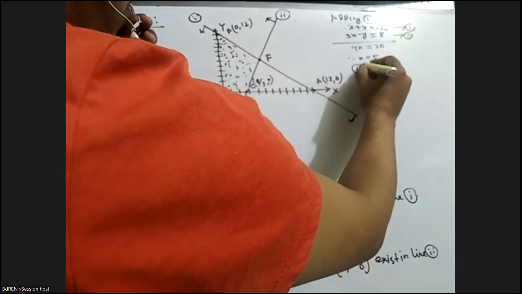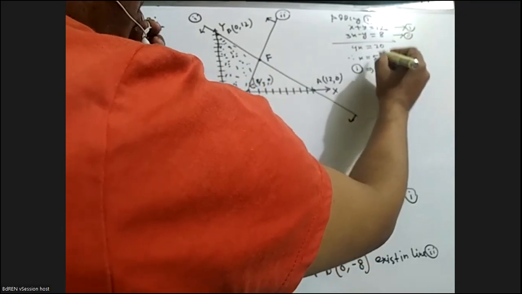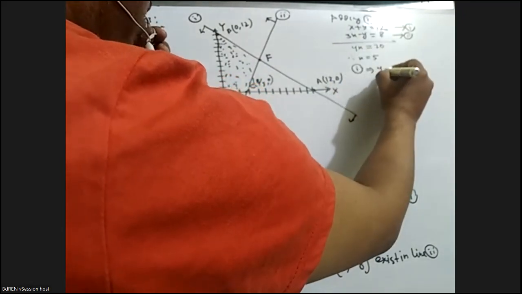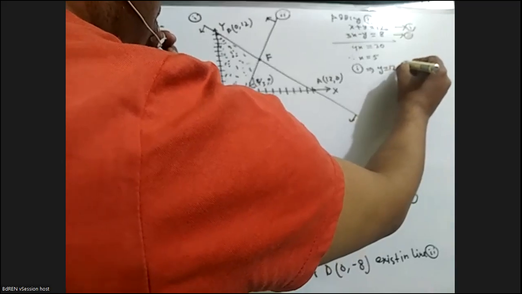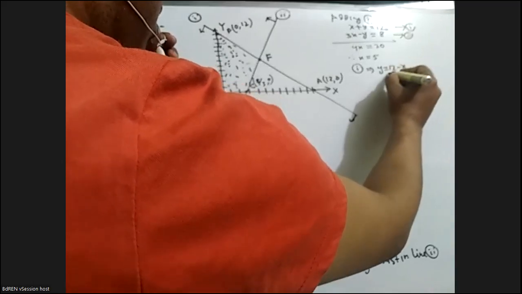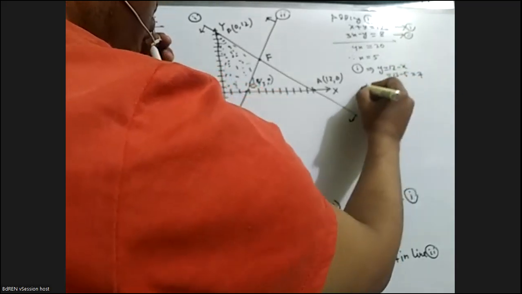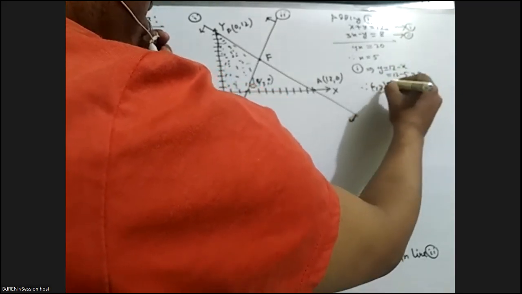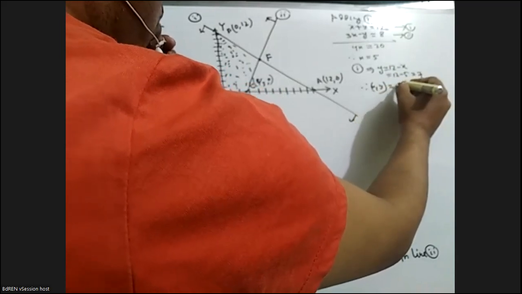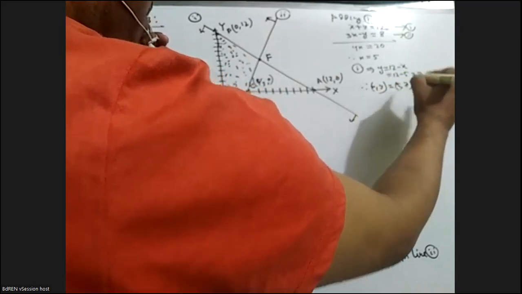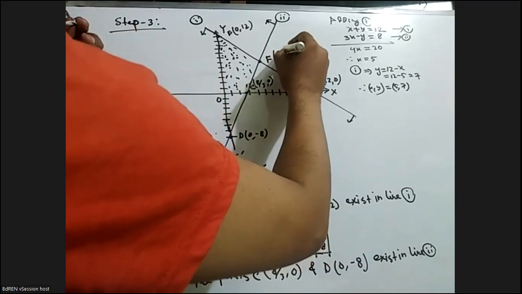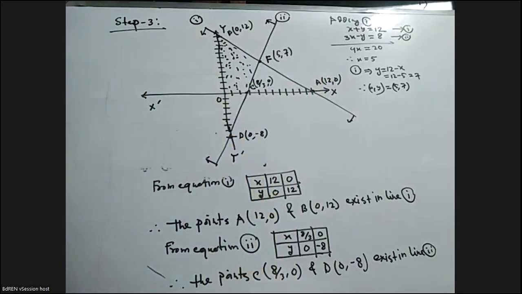Now, from equation 1, putting x equals to 5 in equation 1, we get what? 12 minus x. That means 12 minus 5 equals to what? 7. Therefore, the intersection point of equation 1 and 2 will be (5, 7). Right? F point will be what? (5, 7).